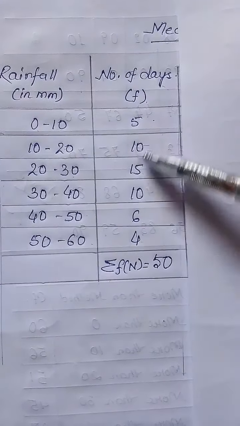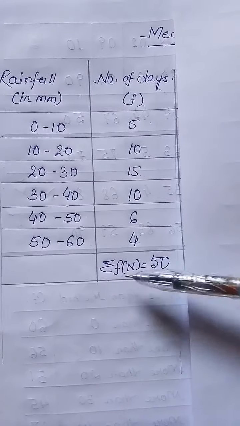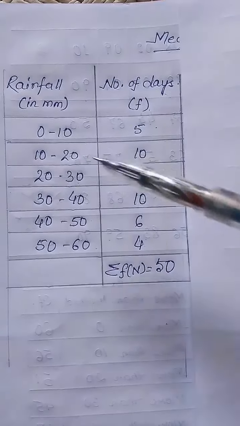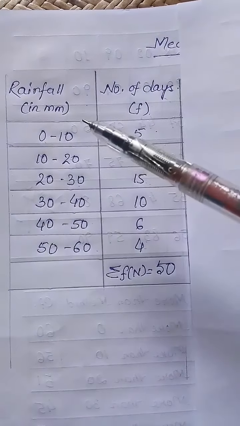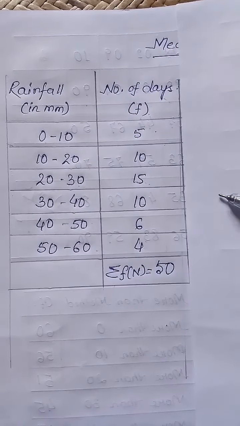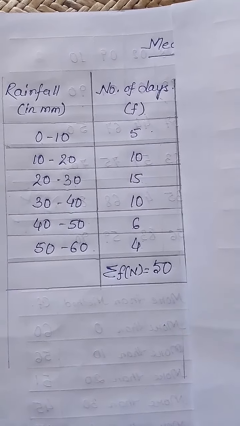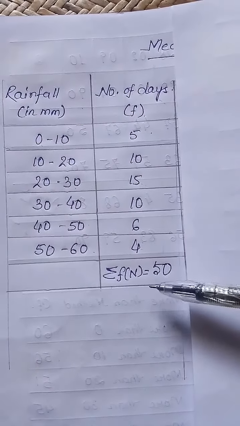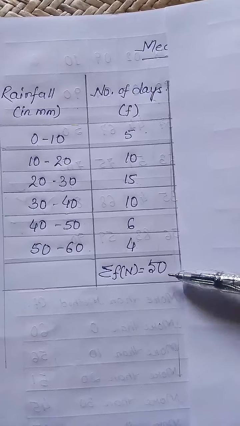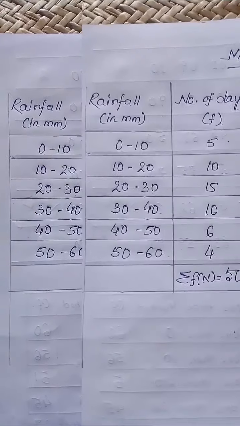First, we will calculate the whole frequency, that is summation f, or we can also say n. In the question, you will be getting only these two columns. While solving, you will have to make one more column, that is the cumulative frequency. Before making it, we will add the frequencies and find the summation f. Here the summation f is 50. Now we will move to the next step, the calculation of cumulative frequency.